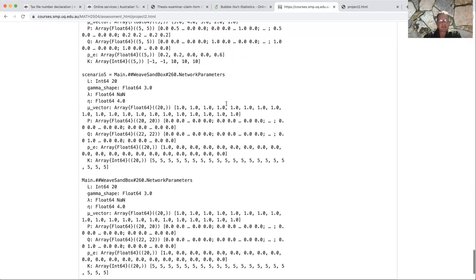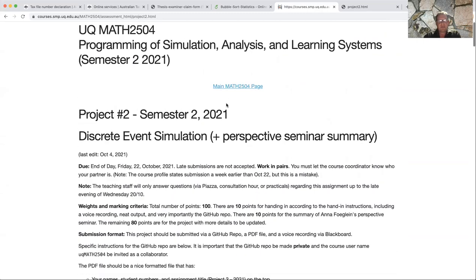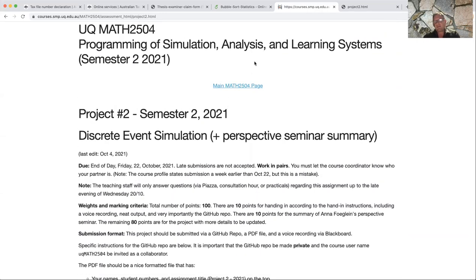So that's the scenarios, and I hope that this gives you enough information to get going. This plus the lecture and the practical, plus a lot of fierce discussions on Piazza, consultation hours, and most importantly with your partner, should help you get going on this.